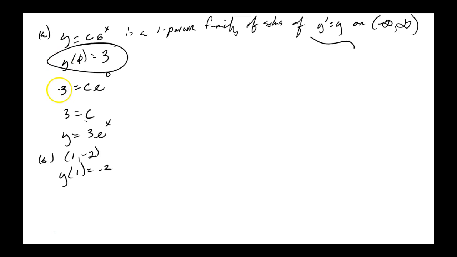Back up to this equation here, you would have that -2 is equal to c times e to the 1. Okay? That would imply that c is equal to -2 over e. Okay? That is a number. It is not a particularly beautiful number, but it is a number. Okay?